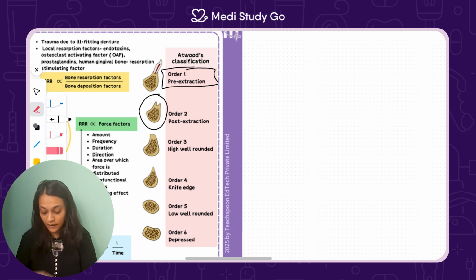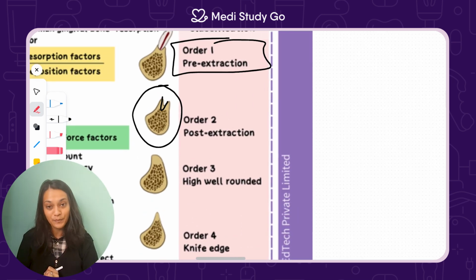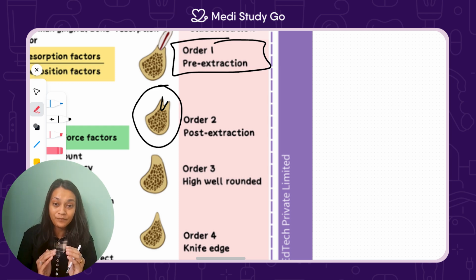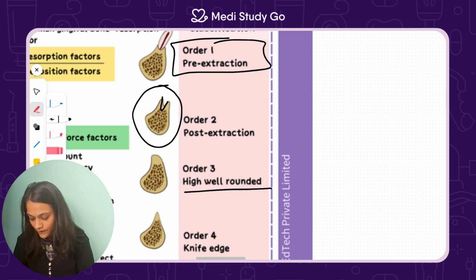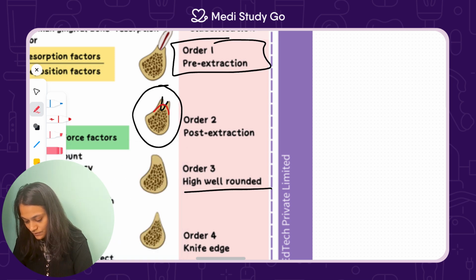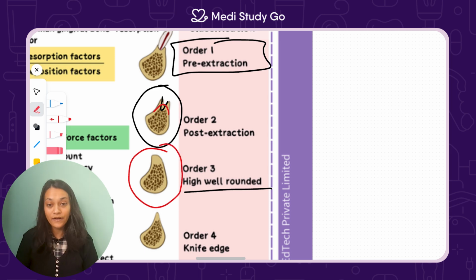You can see the socket. I hope you are able to appreciate the socket that is present here. Now, once it has been extracted, the ridge resorption is going to be at its highest. So, order 3 is high well rounded. This pattern here will just become like this and it's going to appear high, well rounded.